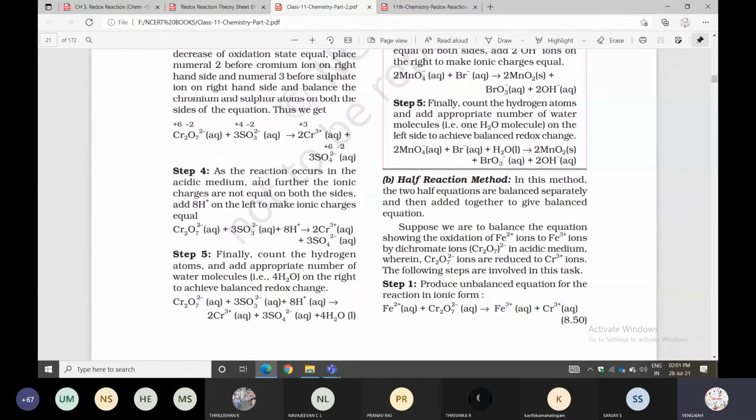As the reaction occurs in the acidic medium and the ionic charges are not equal on both sides, add H plus on the left to make the ionic charges equal. Fifth step, finally, count the hydrogen atoms and add the number of water molecules on the right to balance the redox change. So on the right side you can add water molecules. Okay?